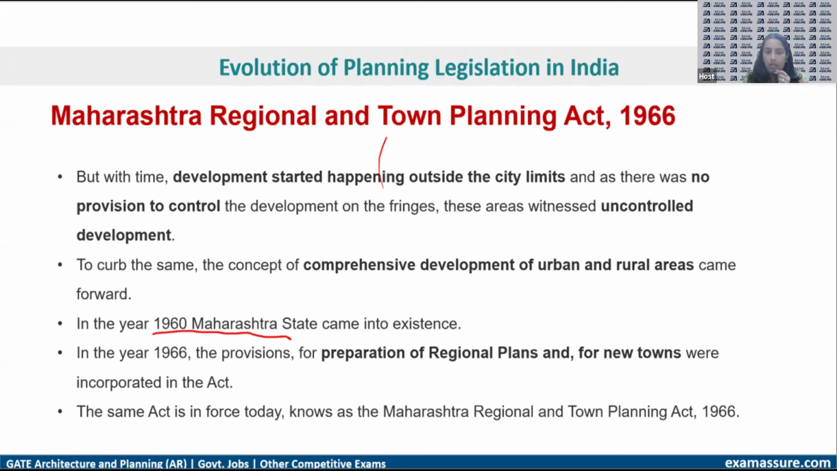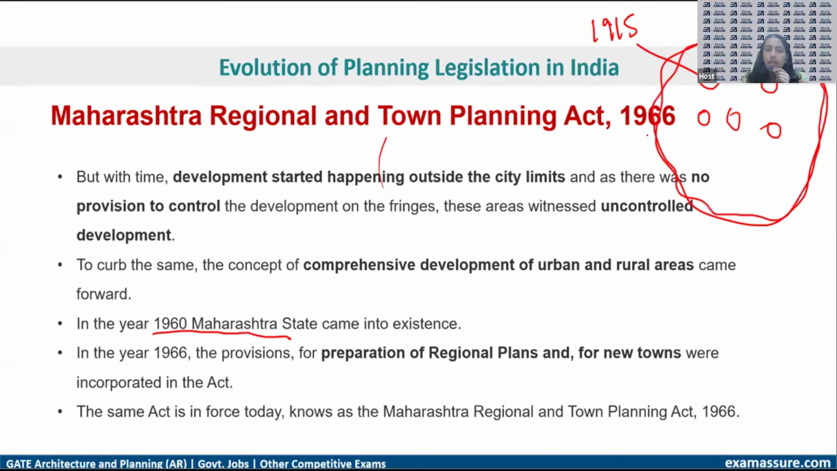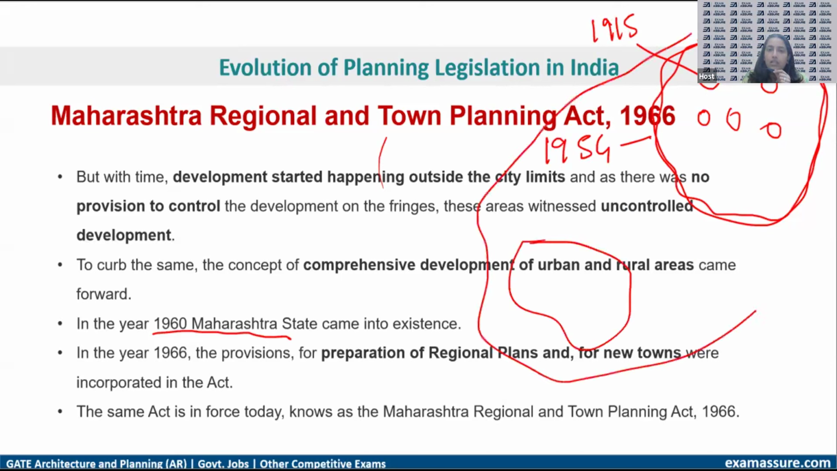So just to summarize, if this is my city, the 1915 Act is catering to these smaller towns, smaller localities. My 1954 Act is catering to the entire jurisdiction. And let's say if there is maybe another settlement here, the 66 Act is catering to the entire region as a whole. Clear, everybody?